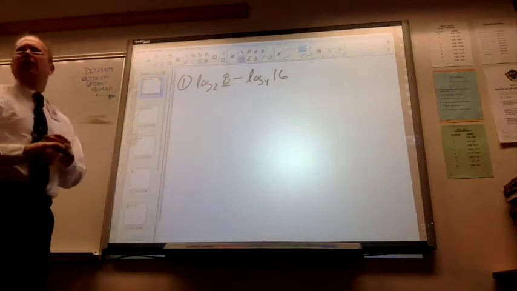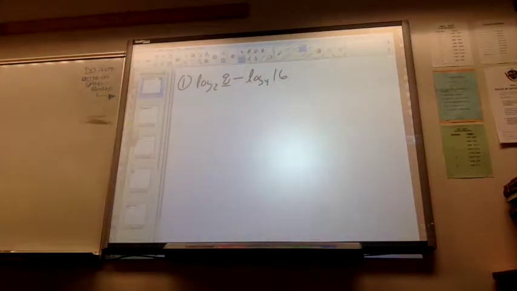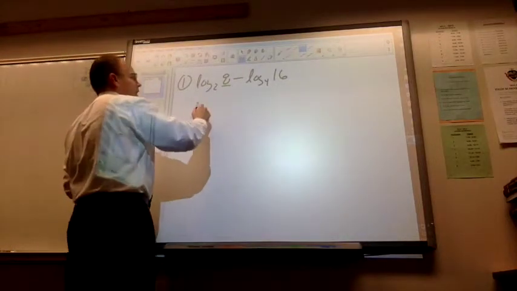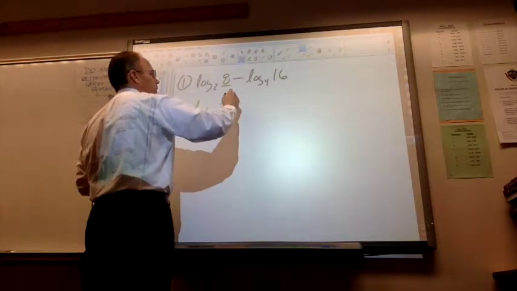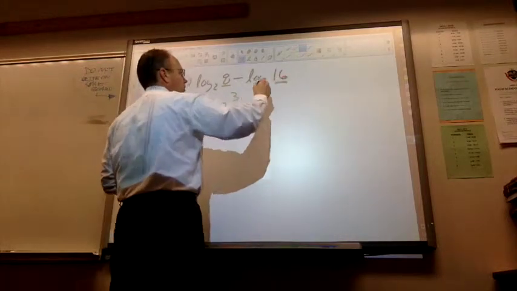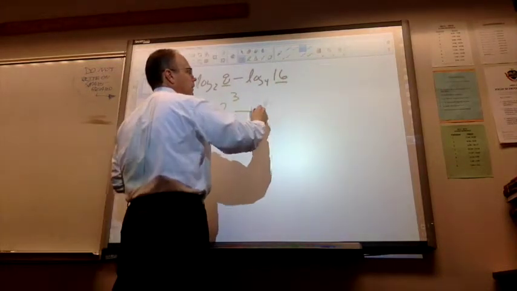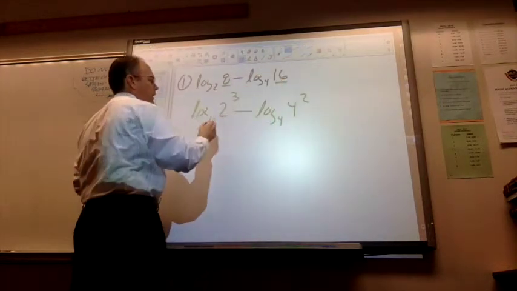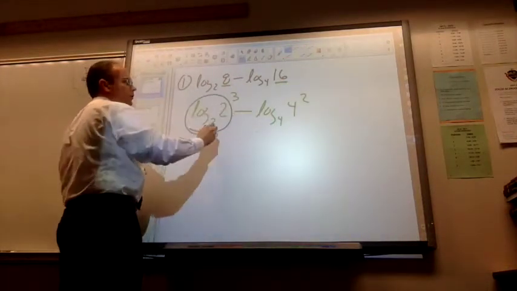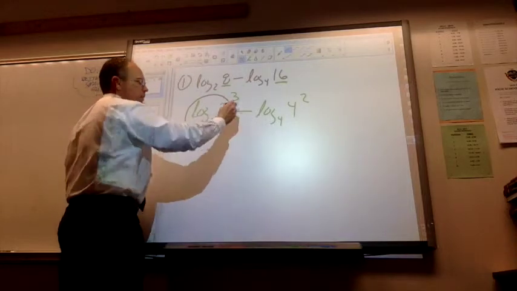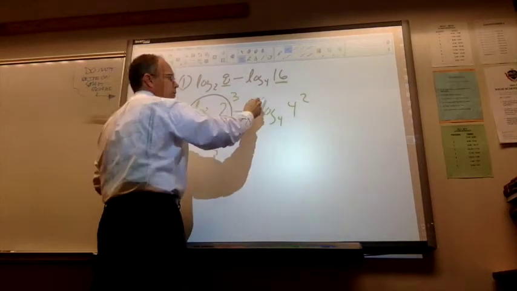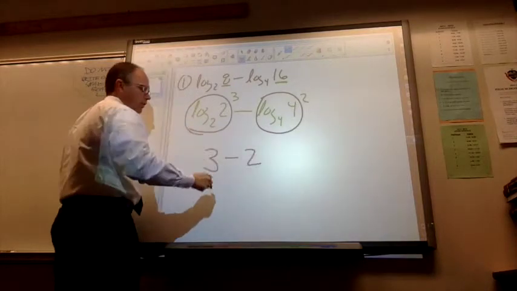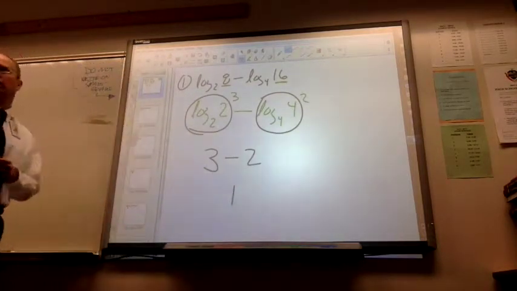We want to put that in base 2. So how do I make 8 base 2? 2 cubed. Okay, so I get log base 2 of 2 to the 3rd power. How do I put 16 in base 4? 4 squared. So now when you do that, this portion here cancels, leaving you just 3. Minus comes down. This portion right here cancels each other out, leaving you just the 2. So you get 3 minus 2, which is just 1.